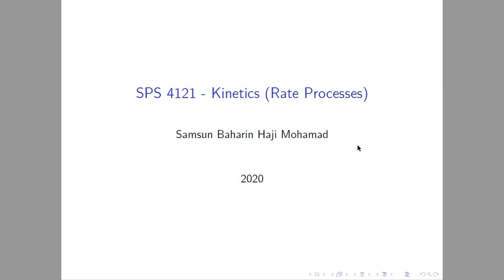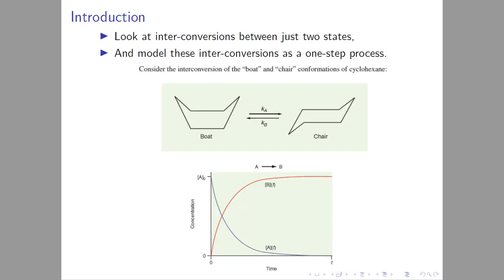So today we start with kinetics. Kinetics is how fast the association or the chemical reaction happens. We can see that this is a kinetic process, a rate process. Here are the examples. We are going to look at interconversion between just two states.